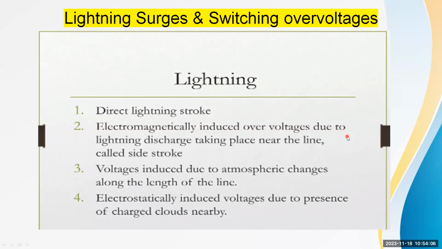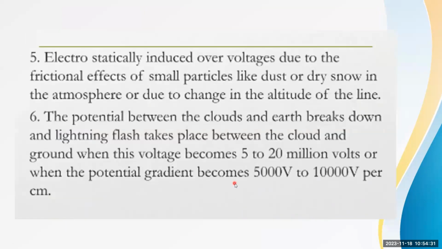Electromagnetically induced overvoltage due to lightning discharge taking place near the line is called a side stroke. What is meant by side stroke is nothing but electromagnetically induced overvoltage due to lightning discharge taking place near the line. Voltage is induced due to atmospheric changes along the length of the line, and also electrostatically induced voltages due to the presence of a charged cloud nearby.